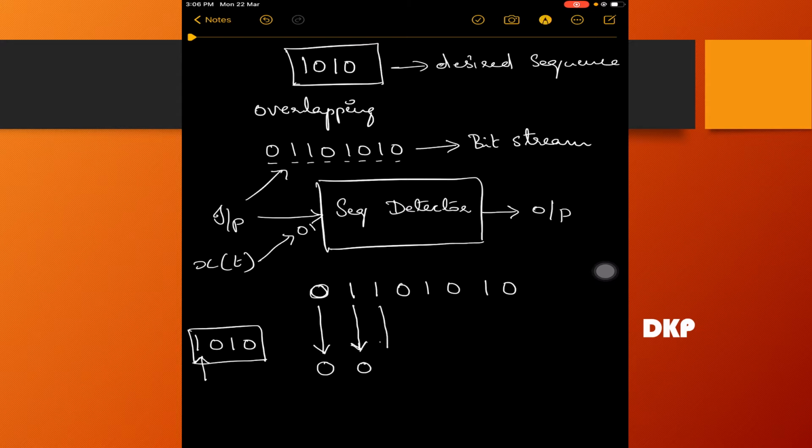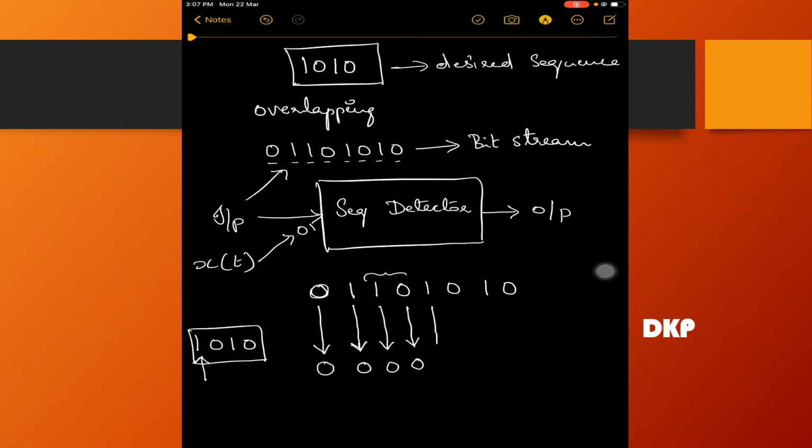Now, next input is 1. 1 1 doesn't make the pattern that you need here. The desired sequence is different. Therefore, the output is 0. Again, the next pattern is 0. So, the sequence detector thinks that maybe this is the starting of the desired sequence, but still the output is 0 because it is an incomplete sequence.